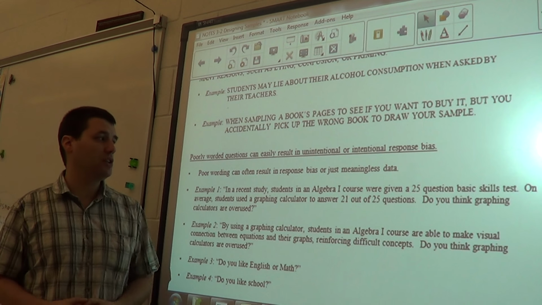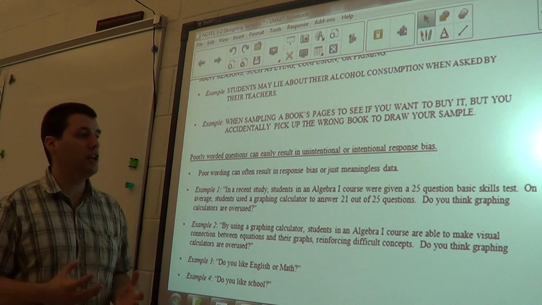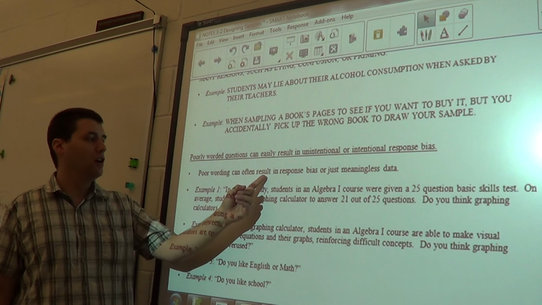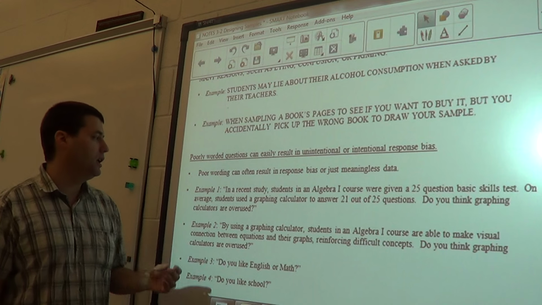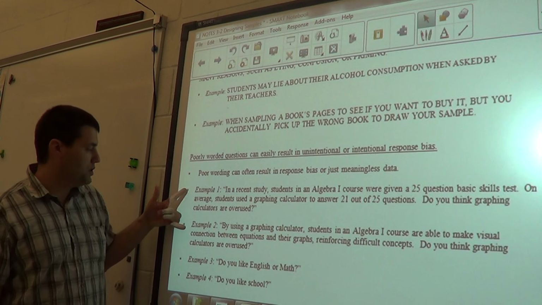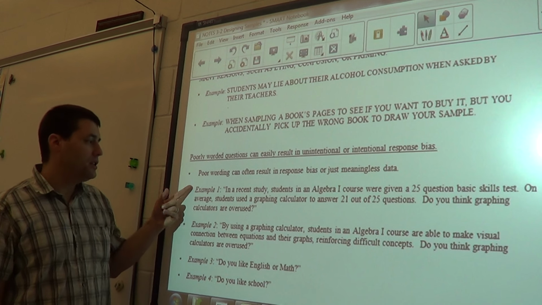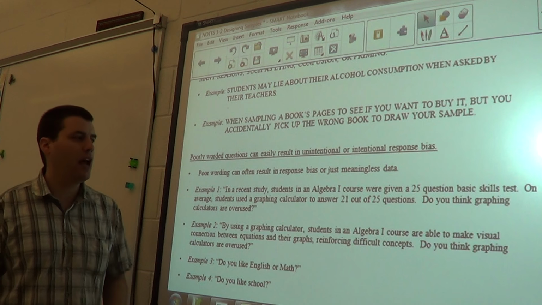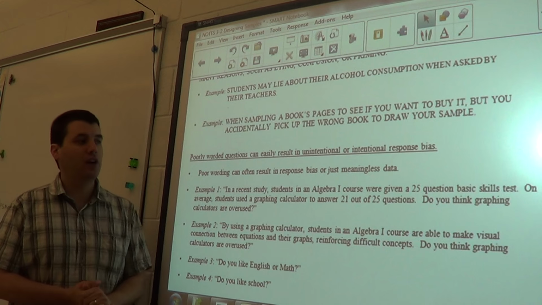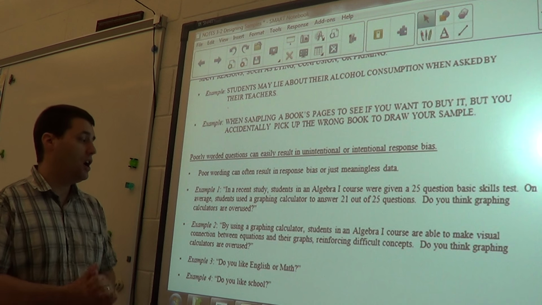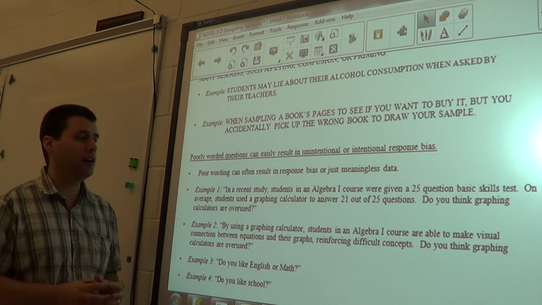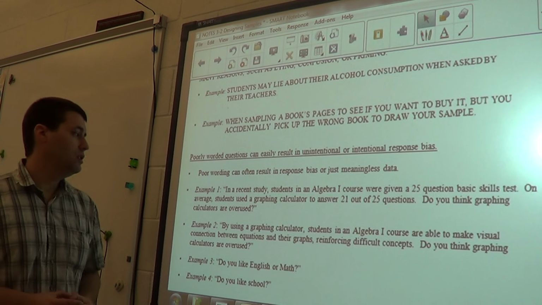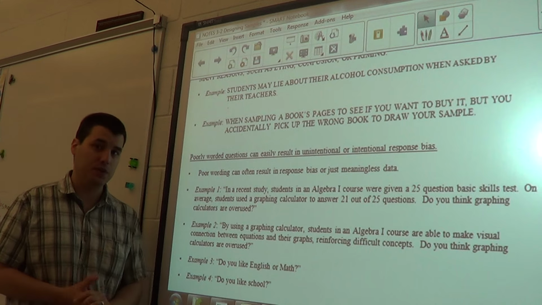Poorly worded questions can easily result in an unintentional, or sometimes intentional, response bias. Say, poor wording can often result in response bias or just meaningless data. I have two examples that go in tandem. Say I give this as my question: in a recent study, students in an Algebra 1 course were given a 25-question basic skills test. On average, students used a graphing calculator to answer 21 out of the 25 questions. Do you think graphing calculators are overused?